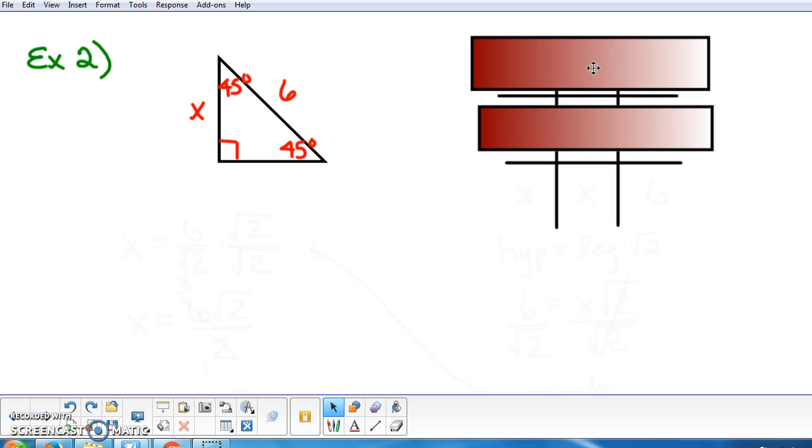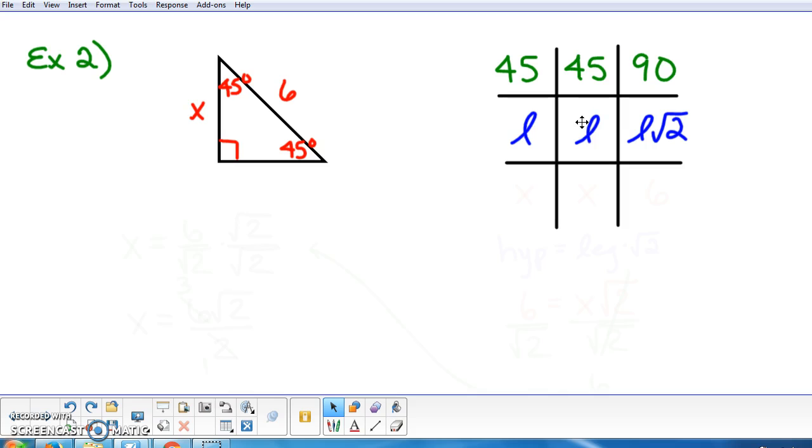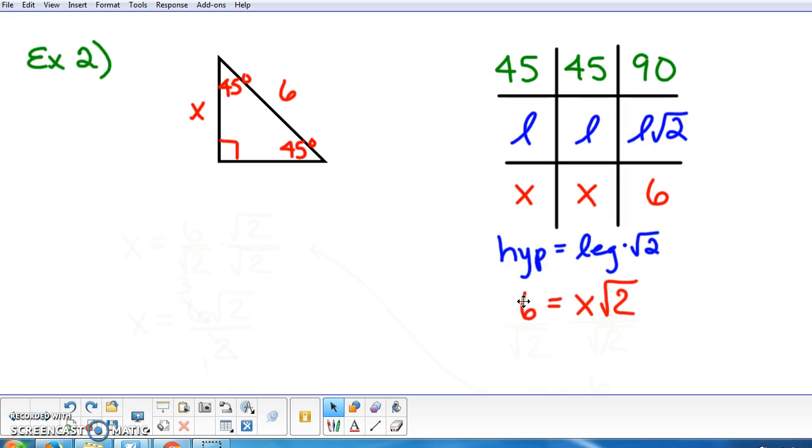What kind of triangle? So we bring down our formulas. In this case, we have x is a leg and 6 is our hypotenuse. We're going to use our formula, hypotenuse equals leg times root 2, to plug in what we know. The hypotenuse is 6, our leg is x. Now, we need to isolate the x by solving, so that means I need to get rid of this multiplication by root 2 and divide by the root of 2 on both sides.